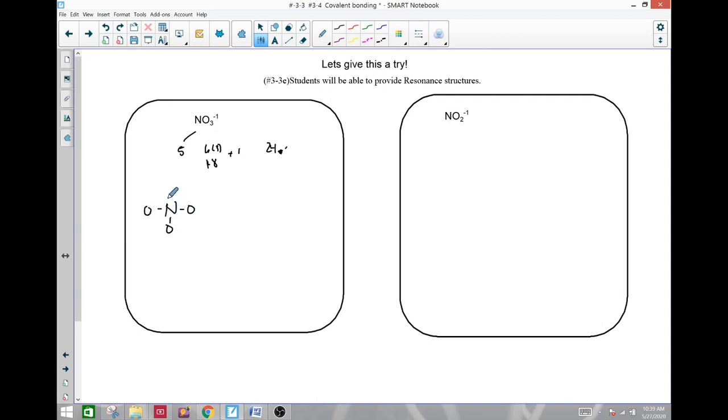2, 4, 6, 8. Again, I'll fill in the center one first, so don't forget it. 4, 6, 8, 10, 12, 14. Fill it all the way before we go to the next one. 16, 18, 20, 22, 24, 20. Oh, can't go any farther.